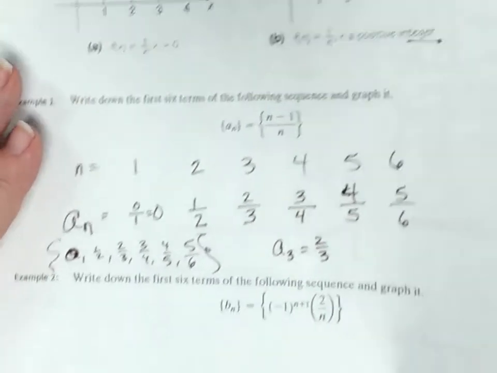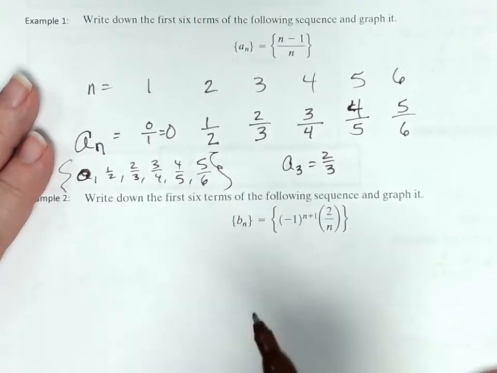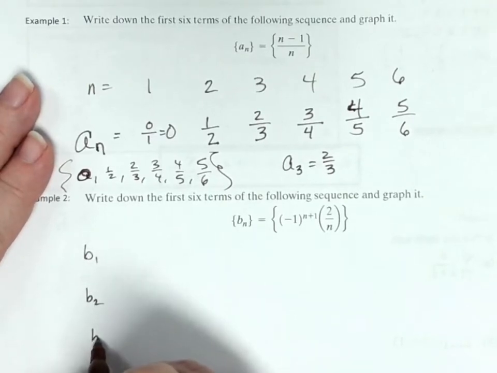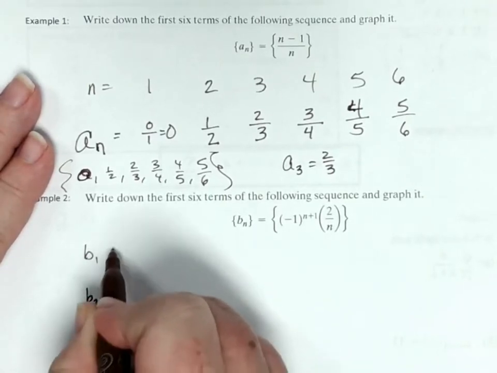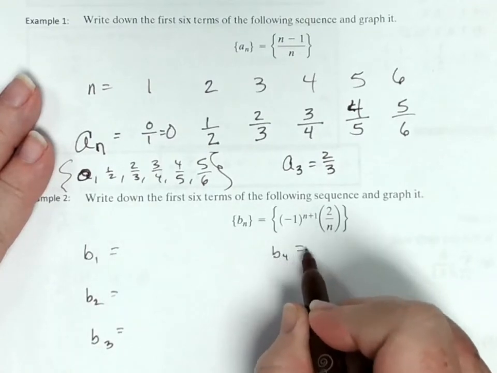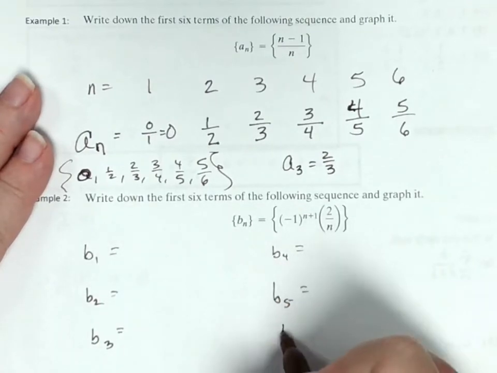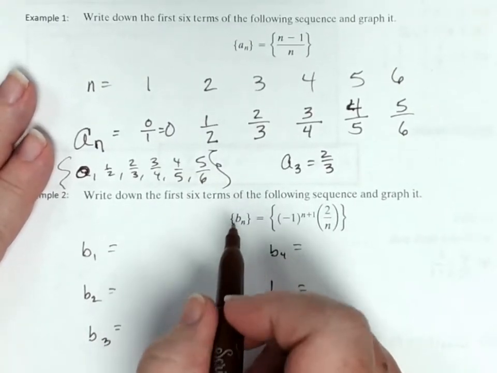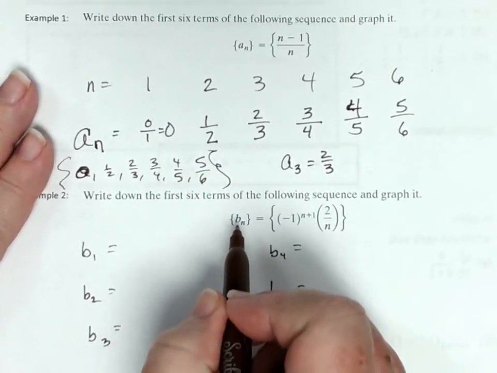So let's keep going with this. Write down the first 6 terms. And so we're going to be finding b sub 1, b sub 2, b sub 3, b sub 4, b sub 5, and b sub 6. And I know that you're wondering, why did I change letters? Just because they changed letters in their equation here.